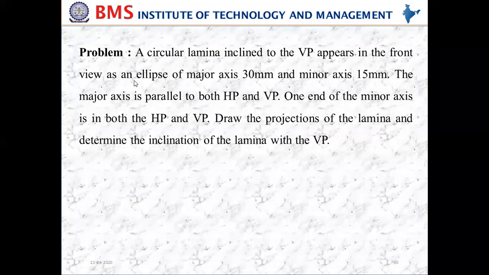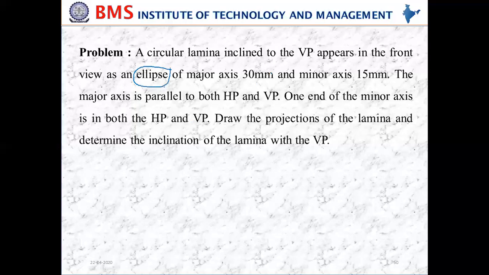So, a circular lamina inclined to the VP appears in the front view. See here, a circular lamina inclined to the VP. So it is given that the lamina is inclined to VP. So what does it mean? You need to keep the lamina parallel to VP only. Appears in the front view as an ellipse. So here it is very important that it is an ellipse. So what is given? Ellipse is given.